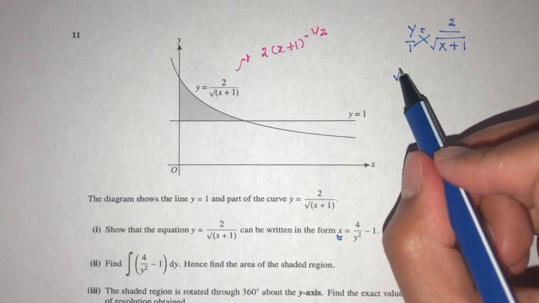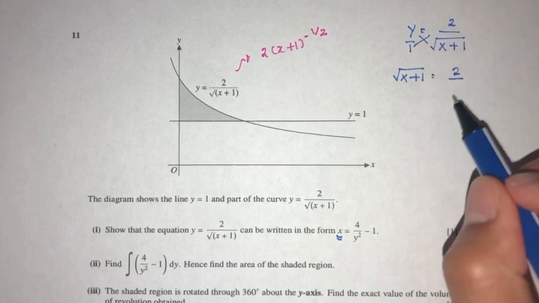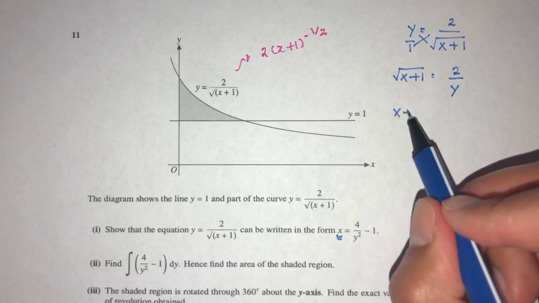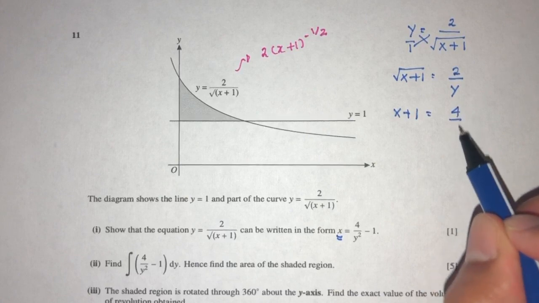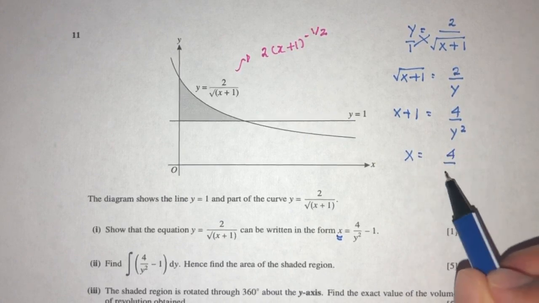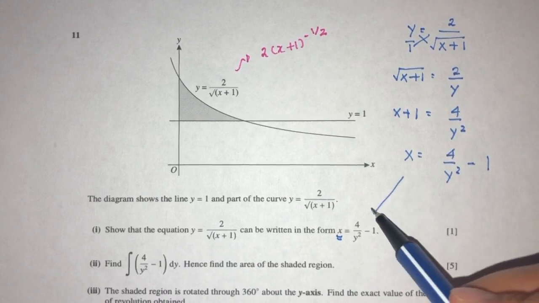You will have this on top, and we can send the y below. That will be this. Now we can square both sides. You will have x plus 1 equal to 4 over y squared. So x will be 4 over y squared minus 1. So this is shown as required.